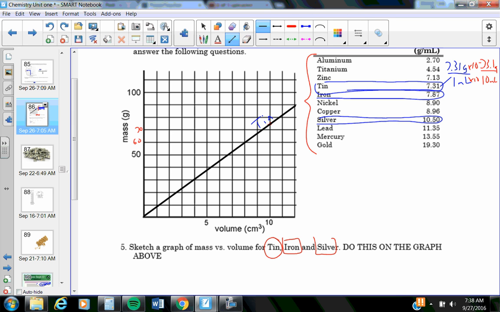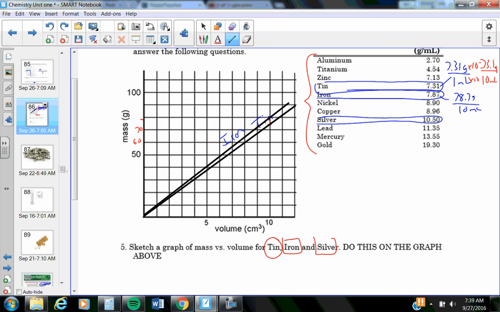Iron, very similar. Its density is 7.87 grams per milliliter. I'm going to use my same multiply by 10 trick, and instead of 7.87 grams per 1 milliliter, 78.7 grams per 10 milliliters. I find where 70, 80, 78.7 meets 10, and I'm going to have two lines that almost touch each other. Does that make sense? Well, yeah, look at their densities. Their densities are very close to one another. So iron would go there.